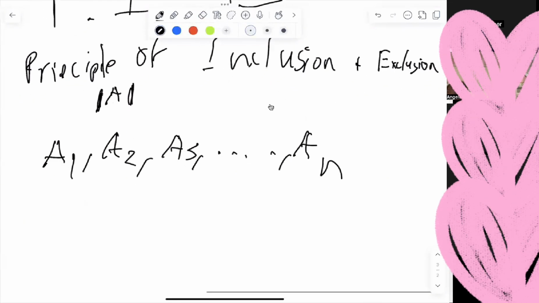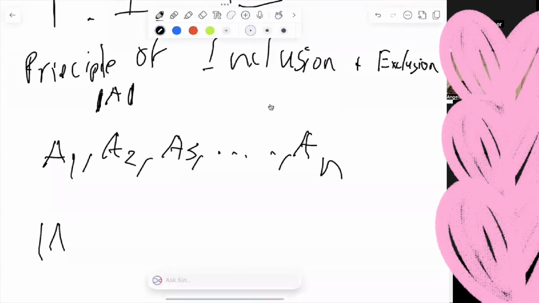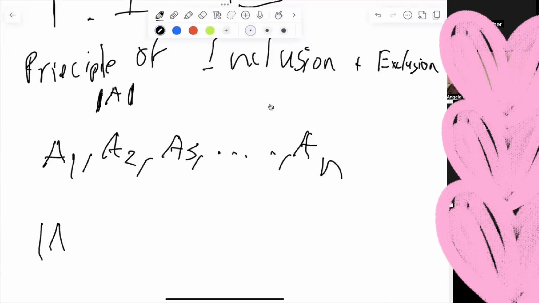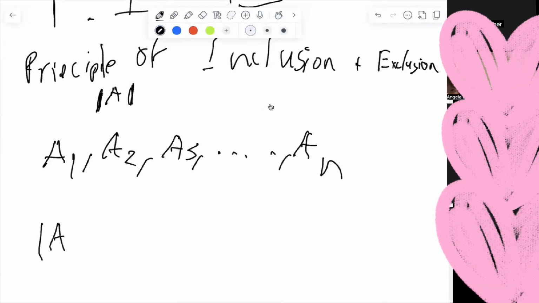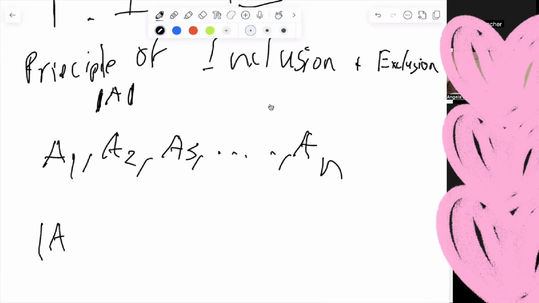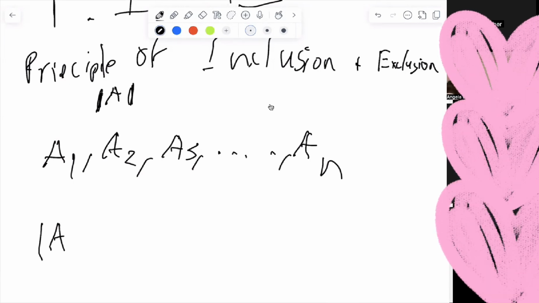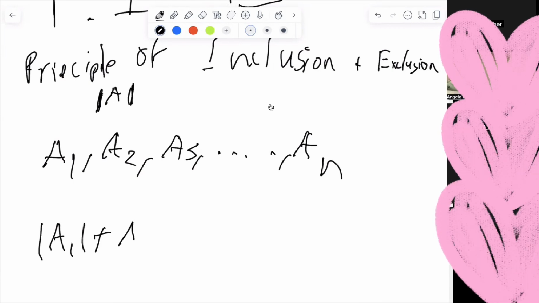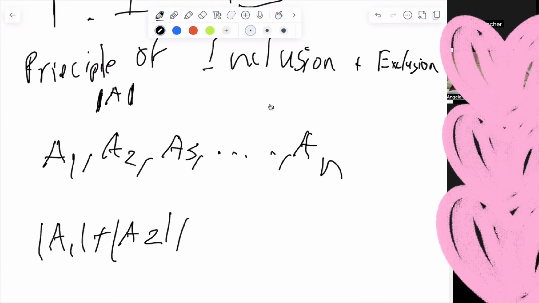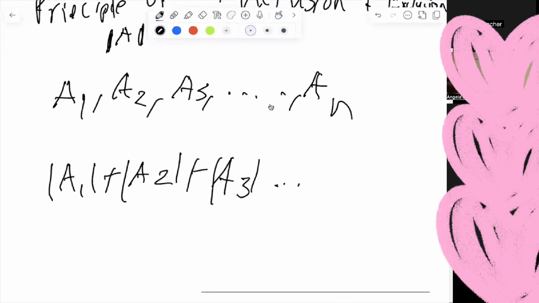Now, the principle of inclusion and exclusion states there's going to be basically how many are in A1 or A2 or A3 or A4 all the way to An. How many are in all of these, not overcounting. This gives us A1 plus A2 plus A3 and so on to An.